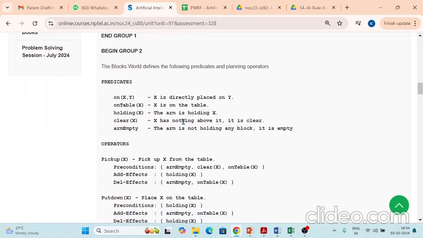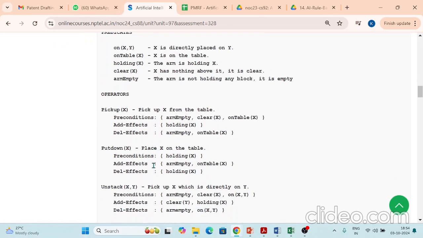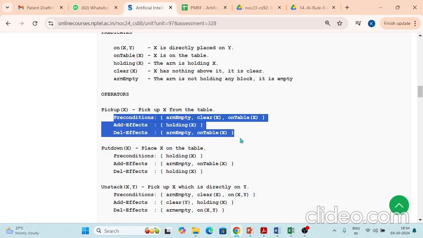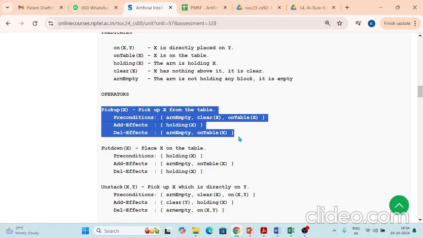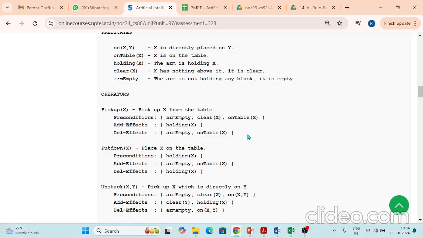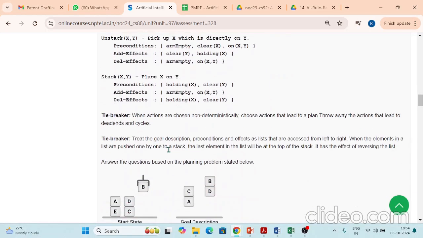Now, coming to group 2, sometimes they will give these conditions also. Here they had given the preconditions, add effects and delete effects, but sometimes they won't give them in our exam. That's why it's better to remember. If they had given them, no problem for us. If they didn't mention them, we need to remember these things.